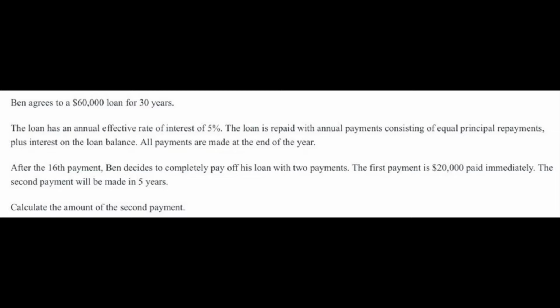After the 16th payment, Ben decides to completely pay off this loan with two payments. The first payment is $20,000 paid immediately. The second payment will be made in 5 years. Calculate the amount of the second payment.